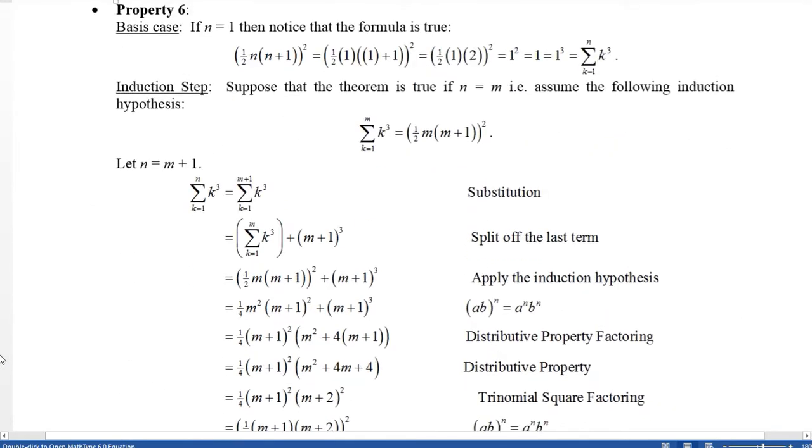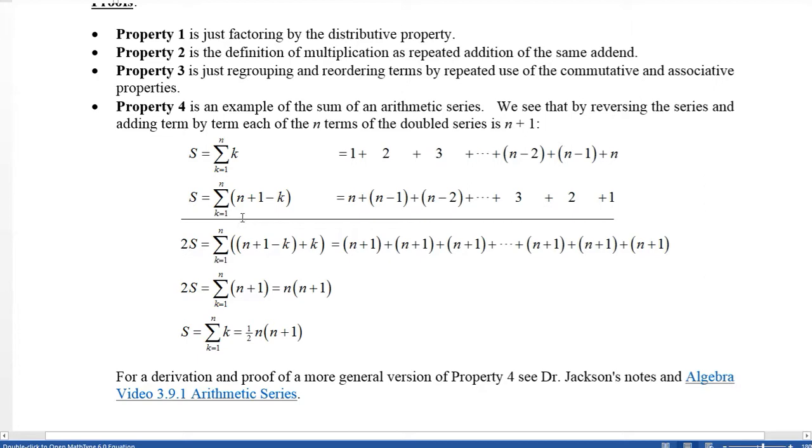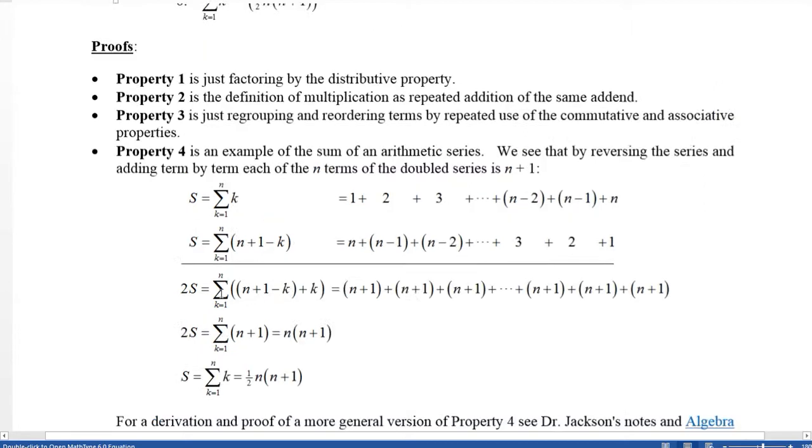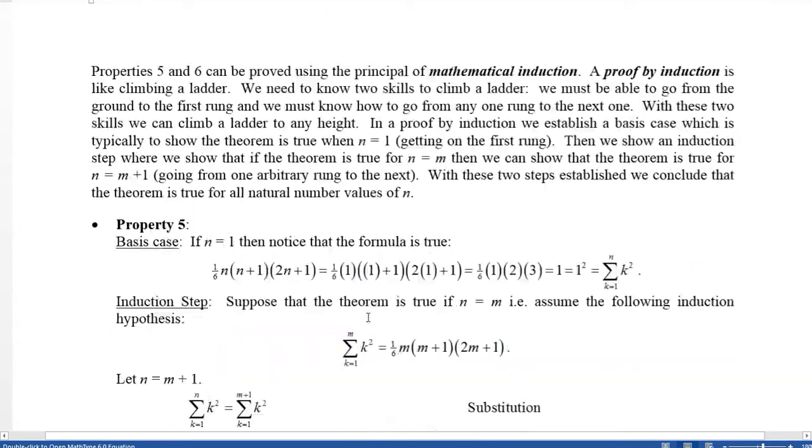Now property 6 is very similar. Proof by induction again. We're going to let n equals 1 and notice that the formula is true. So here's our formula, 1/2 n times n plus 1 squared. It's kind of interesting when you look at this that, in fact, the formula for just summing up k is 1/2 n times n plus 1, and the formula for summing up k cubed is the square of that. So that's kind of an interesting little result.